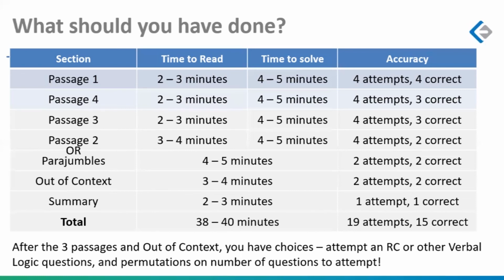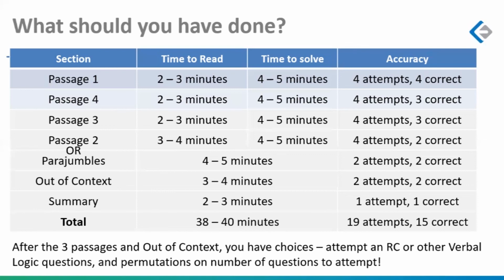So after you finish those 3 passages and out of context questions, all you had to do was either attempt a passage or any other verbal logic questions. And then internally, you could have done a permutation. Maybe say you are actually really, really good with summary questions. And instead of getting me 1 attempt and 1 correct in summary, you could have given more time to summary questions and gotten me 2 attempts and 2 correct. But this is how it works out.